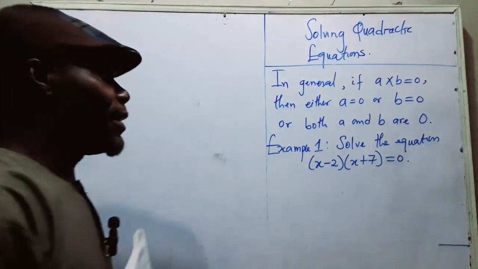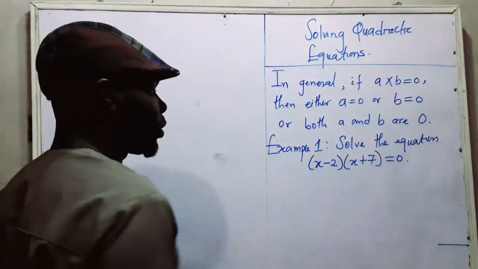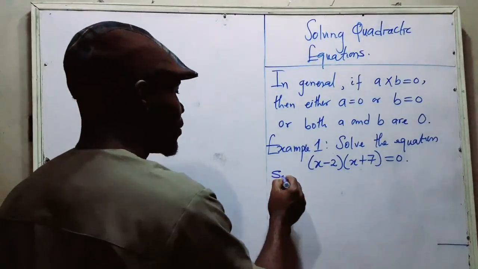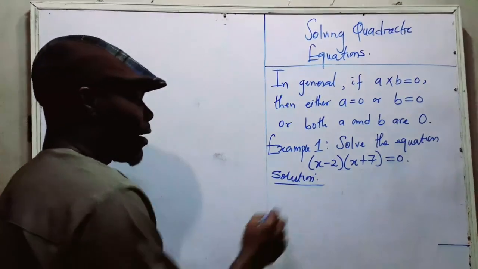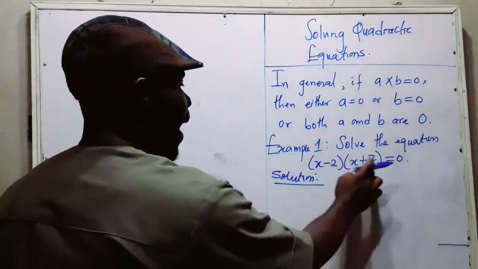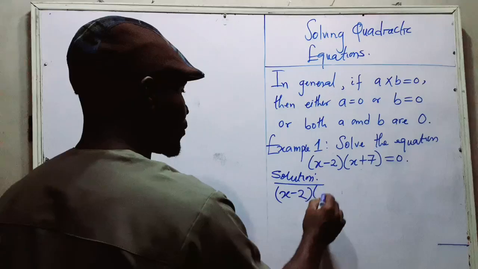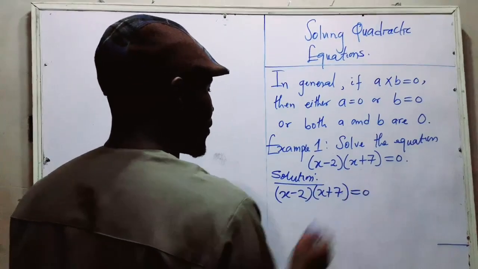Let's have this example. This is a quadratic equation. In solving this question, we have the solution. Now, these serve as A and B. We have (x minus 2)(x plus 7) is equal to 0.